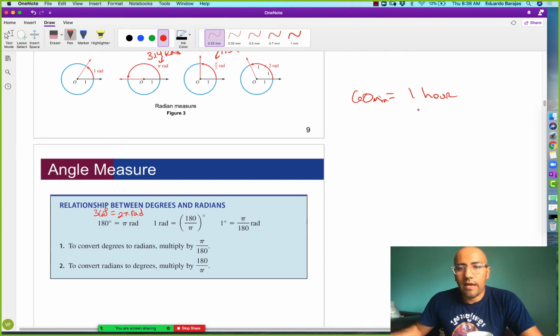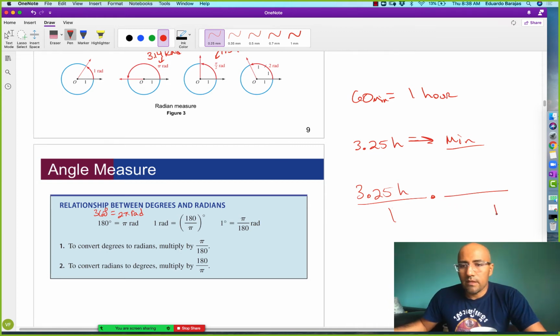Right, we have that relationship. So if you want to convert 3.25 hours to minutes, how many minutes is that? We use this little thing here. So it's going to be 3.25 hours. Put it as a fraction times, and then think about the units, how they cancel. I want the hours to cancel down here, and then I want my result to be in terms of minutes.